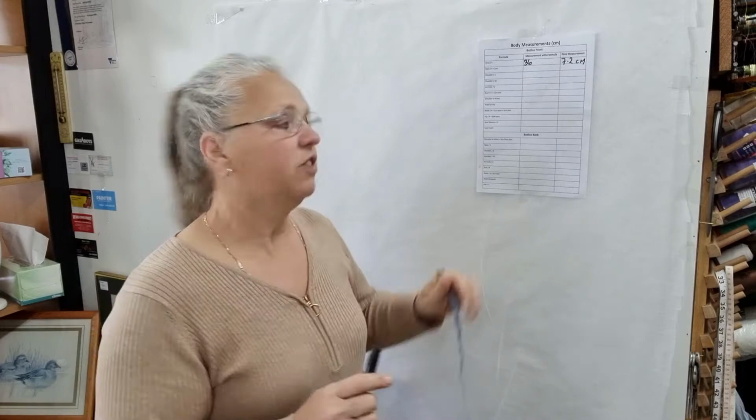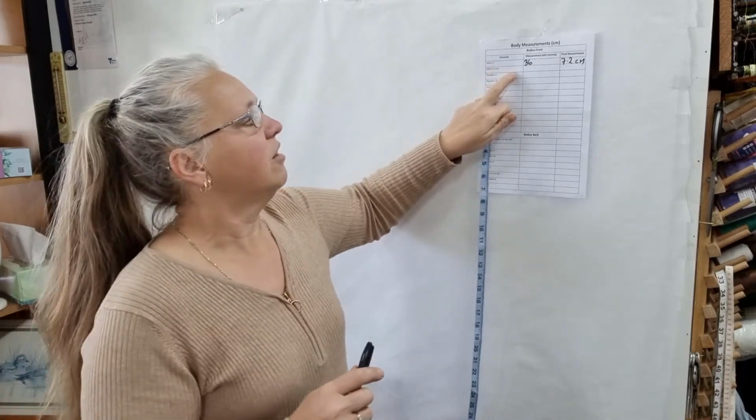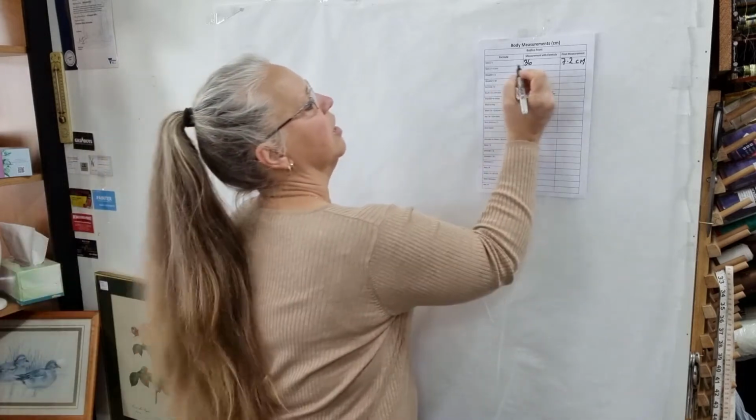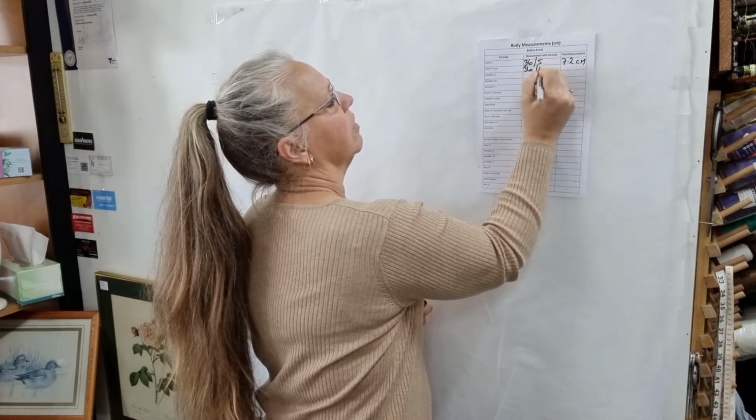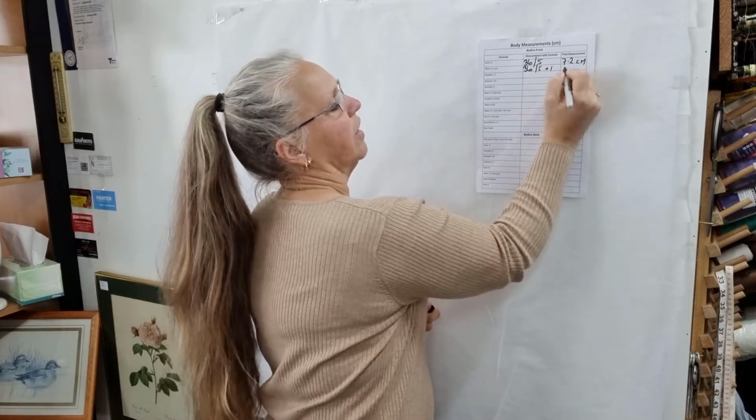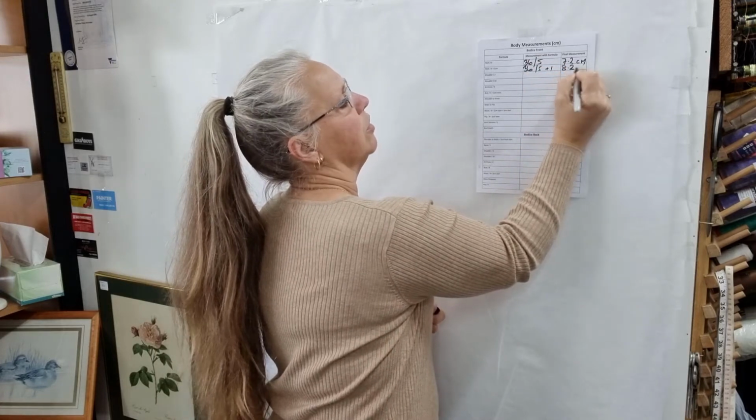The other thing we need to do is the neck divided by 5 plus 1 centimetre, and that's just for your ease. So you've got 36 divided by 5 plus 1, so that will give us 8.2 centimetres.